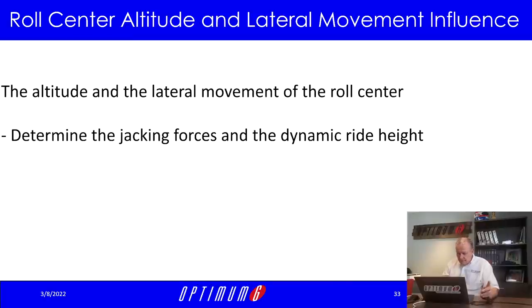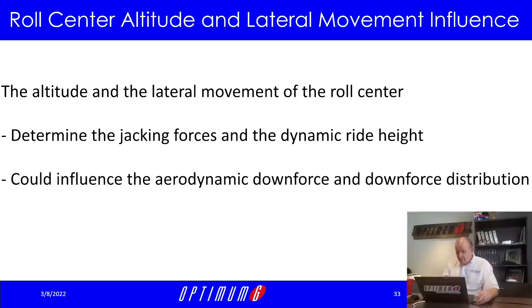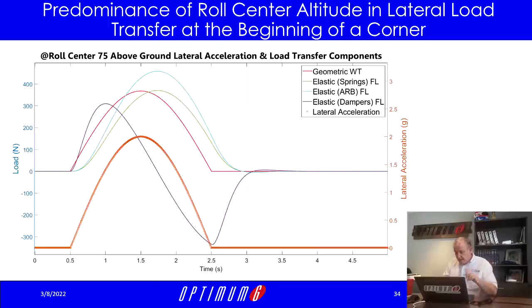So be careful. The altitude and the lateral movement of the roll center determine the jacking force and the dynamic ride height, which could influence the aero downforce and downforce distribution. Now, I'm going to show you an example of what the roll center is doing here. Look at that. You have a lateral acceleration, an open loop. So I increase, the lateral acceleration decreases. I take 2g here between 0.5 and 2.4, 2 seconds.